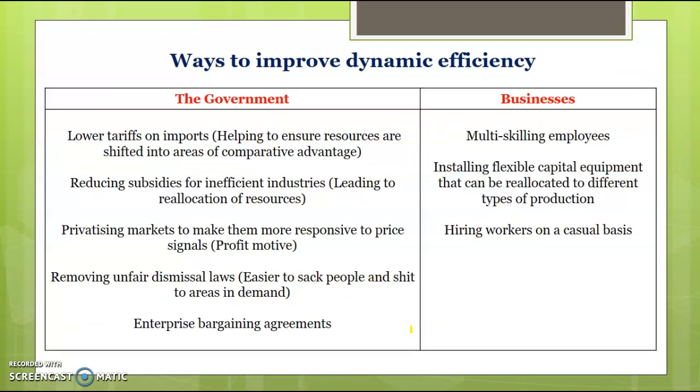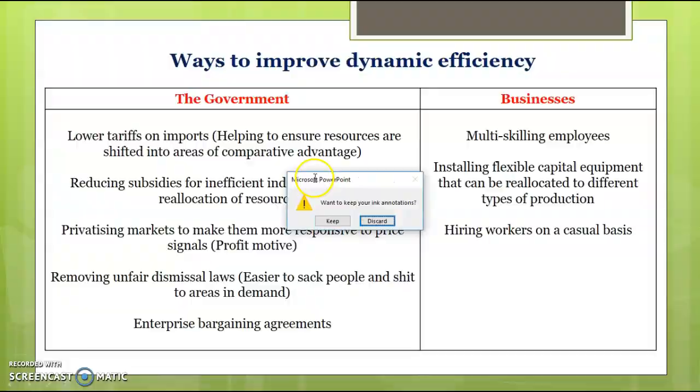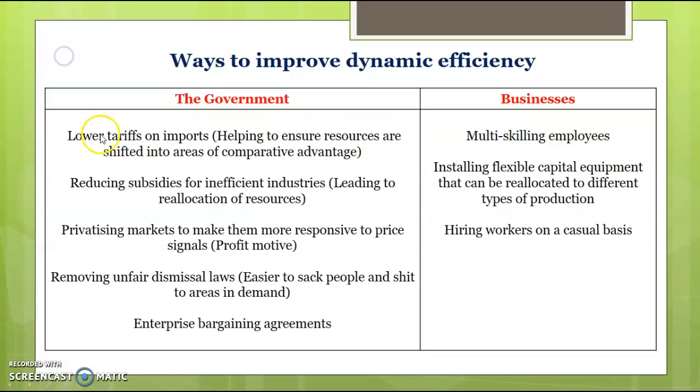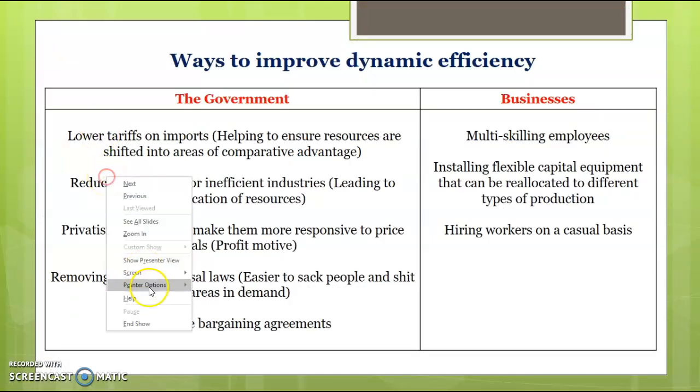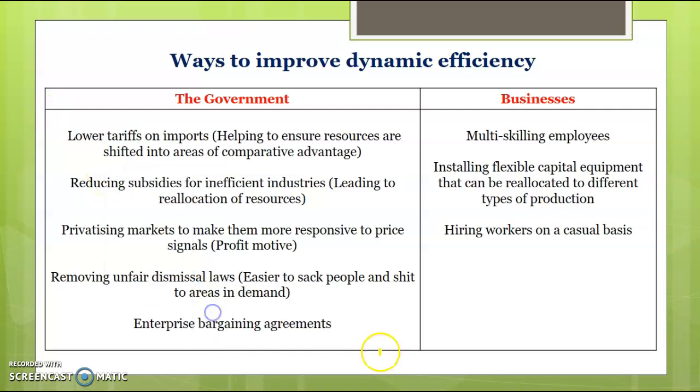Ways to improve dynamic efficiency. So from the government's perspective, lower tariffs on imports, which again encourages competition. So we have to shift resources to areas of comparative advantage. Reducing subsidies, so we stop producing in inefficient industries because we're not getting funding or support anymore. Removing unfair dismissal laws so firms can easily sack and redeploy people is another example.